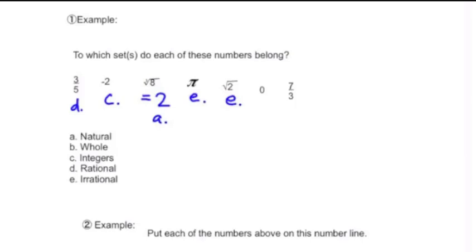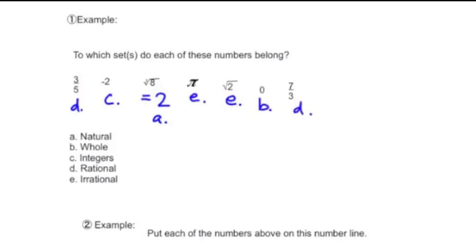Okay, 0. That's probably one of the best questions we can ask you. Is it a natural number? No, it's not one of the counting numbers. The smallest set to which 0 belongs is B for the whole numbers. And 7/3. Okay, that can't really be reduced. So it's not a natural number, whole number, or integer, but it is a fraction with integer top and bottom, so it's a rational number.